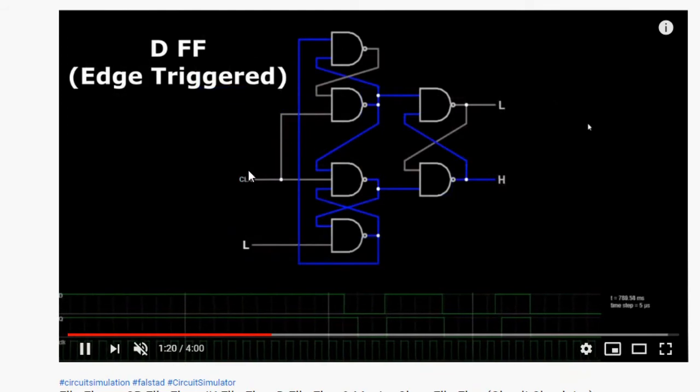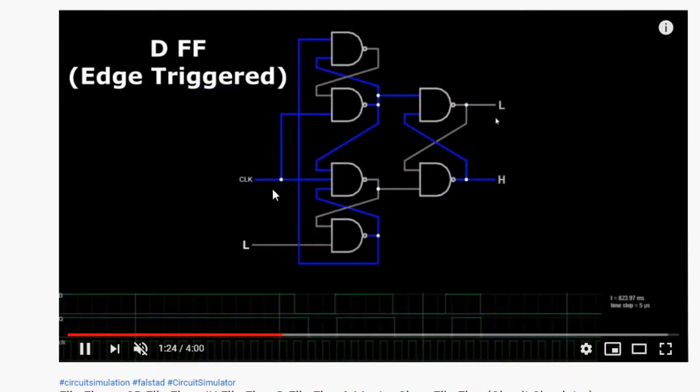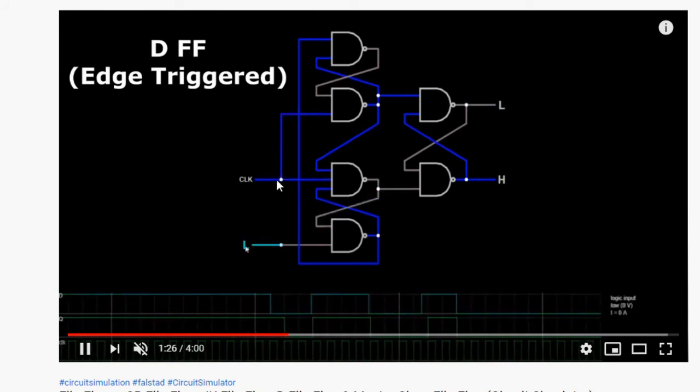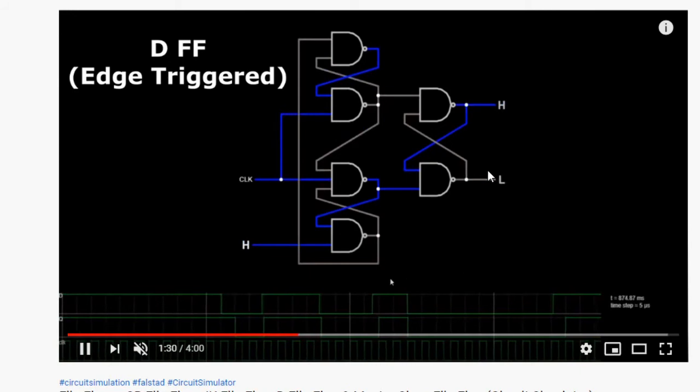So the edge triggering in this case, now we'll look at a D flip-flop. Edge, in other words, when you say clock pulse, when the clock goes high and low, we're talking about edge triggering, and this is how we can have it.